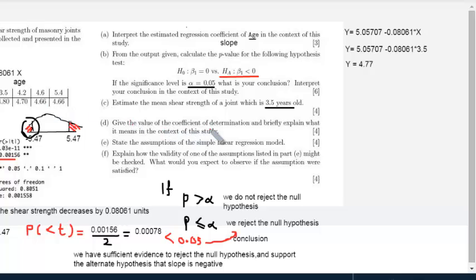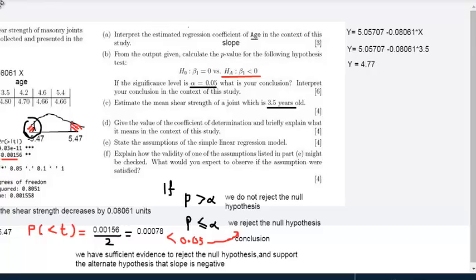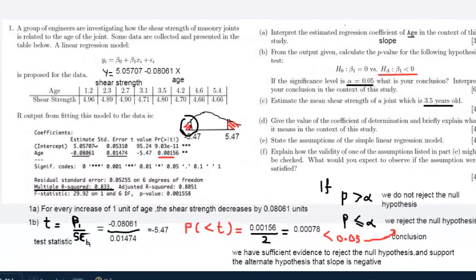Give the value of the coefficient of determination and briefly explain what it means in the context of this study. Coefficient of determination is nothing but the multiple r squared, this thing over here. I have underlined it. Multiple r squared, 0.8333. So I'll write that the coefficient of determination, that is r squared, is equal to 0.833.